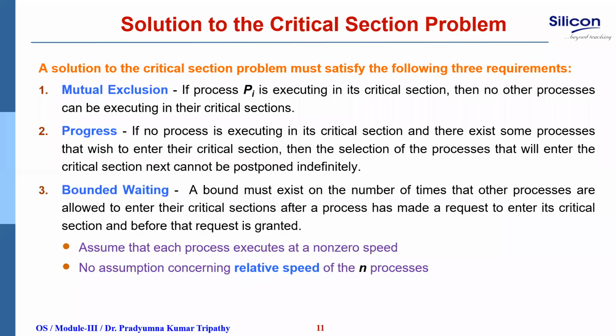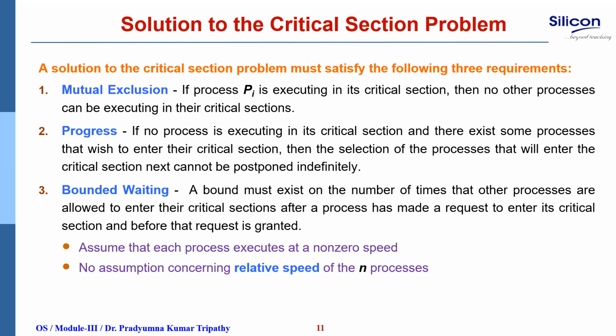Progress says that if no process is executing in its critical section, and there exist some processes that wish to enter the critical section, then the selection of the process that will enter the critical section next cannot be postponed indefinitely. So if a particular process has finished its execution in its critical section, many processes might be waiting outside to get in. The waiting cannot be postponed indefinitely. They must get a chance.